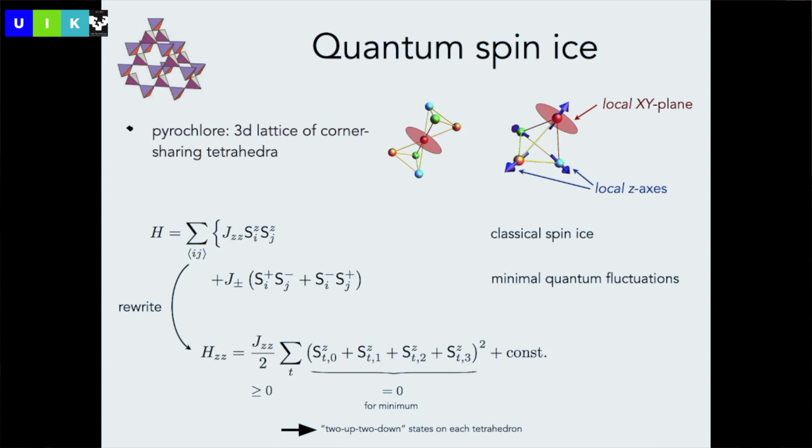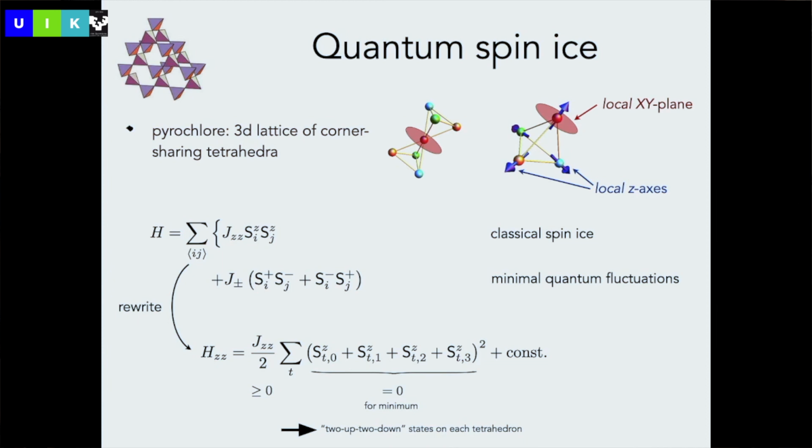The way that one can solve this Hamiltonian, i.e. find the ground states, and in fact also the excited states, is by rewriting this bilinear term as a square of a sum of just single spins. Here T is a tetrahedron, like this one. If you expand the square here, and you have a factor of a half, you recover this term.